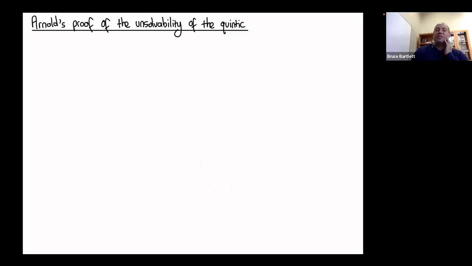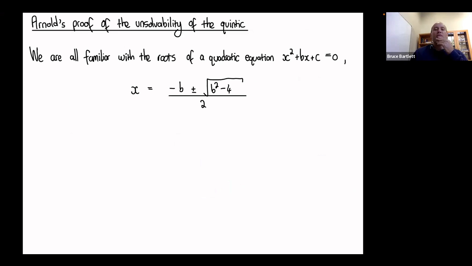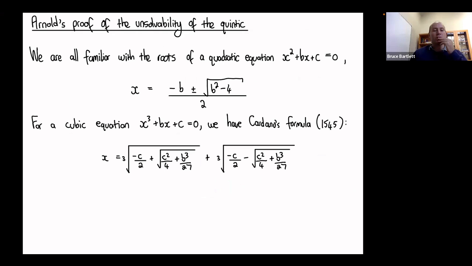Let's start with Arnold's proof of the unsolvability of the quintic. So we're all familiar with the roots of a quadratic equation, x squared plus bx plus c equals naught, when you can solve for the two roots in this way. We learned that in high school. For a cubic equation, x cubed plus bx plus c equals naught, we had Italian mathematician Cardano's formula from 1545. A little bit more complicated.